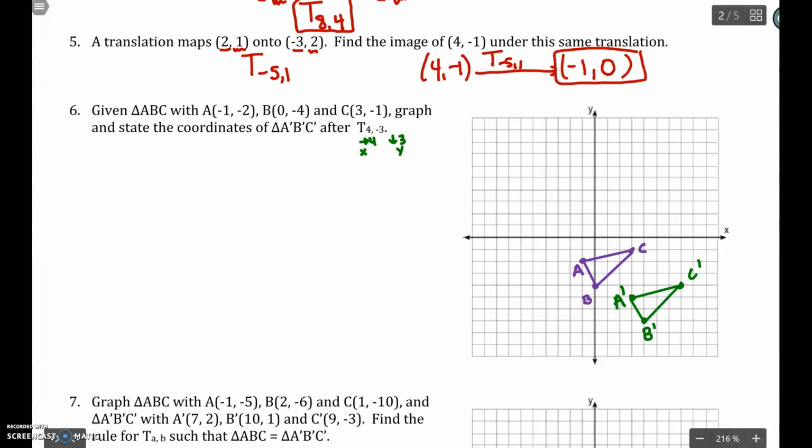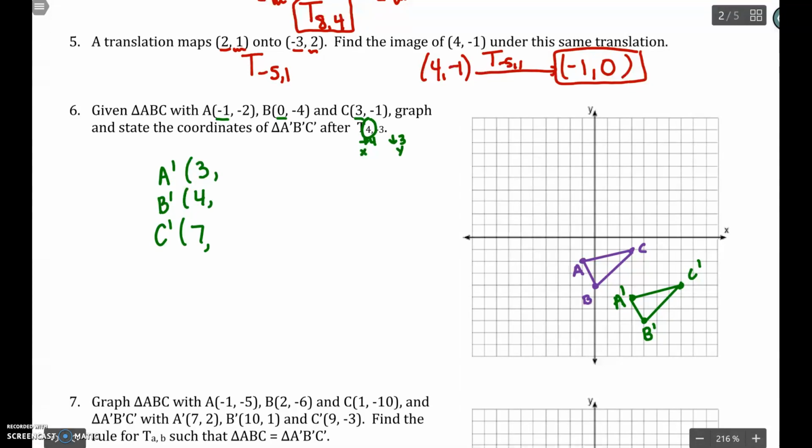And usually you're told to write the coordinates. So if you're doing the shifting pattern, you'll do that first. If you're doing the adding pattern, you would do the adding first and the graphing second. So realizing that you're adding 4 to all your x values, you're going to take each one of these and add 4 to it. So negative 1 plus 4, 0 plus 4, and 3 plus 4.